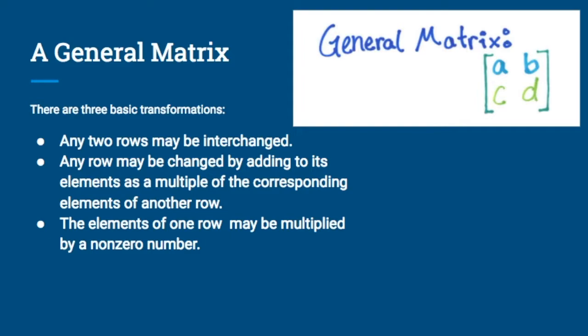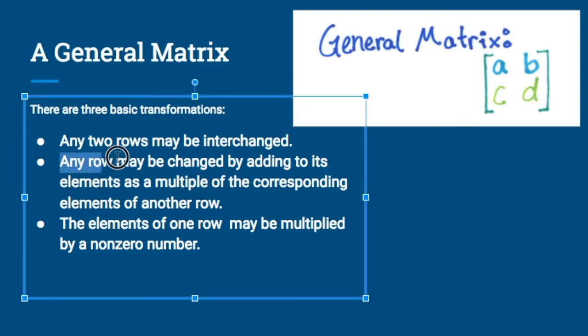So there are three basic transformations. Any two rows may be interchanged. The second one is any row may be changed by adding to its elements a multiple of the corresponding elements of another row. The third is the elements of a row may be multiplied by a non-zero number.